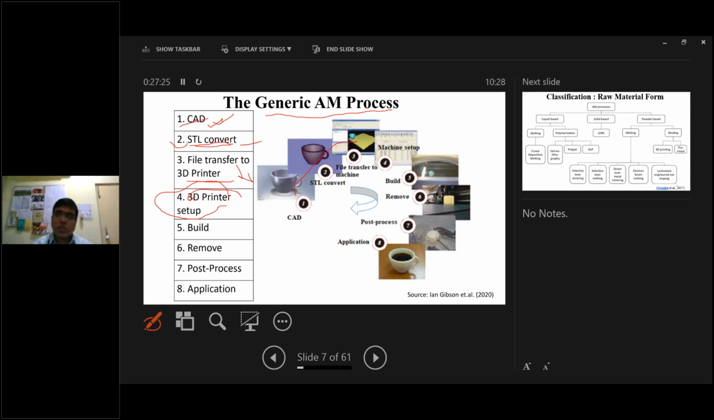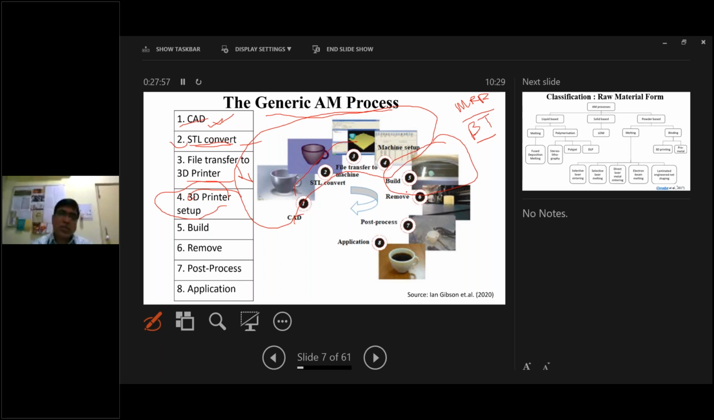Anything which is before the build is known as what? Anything before the building is known as pre-processing, and this is known as processing. Post processing is when you may have to remove some added material, such as support material, do some cleaning, maybe some embossing or casting on it, and get your product ready to use.